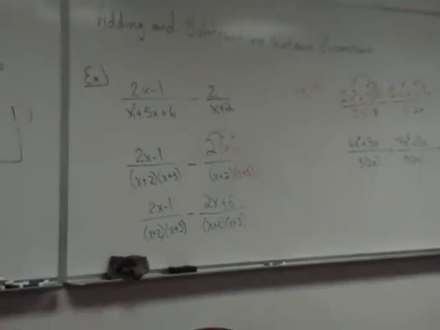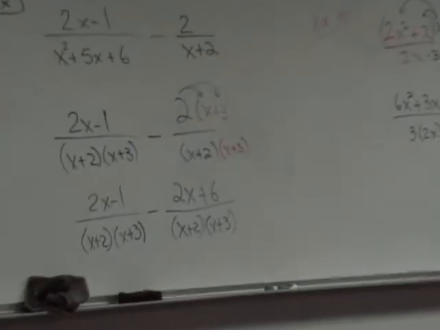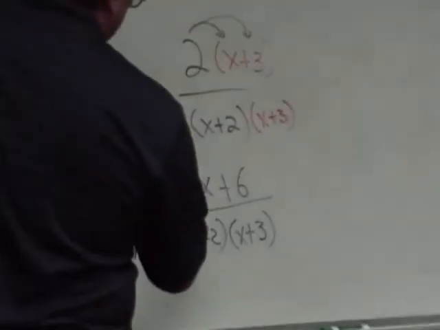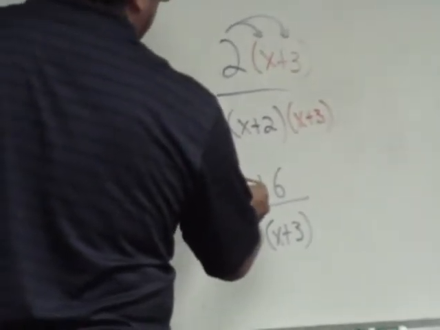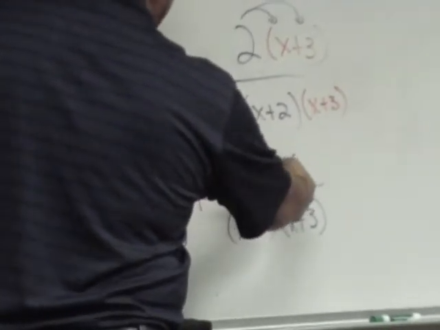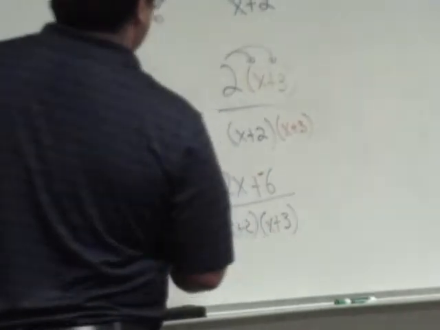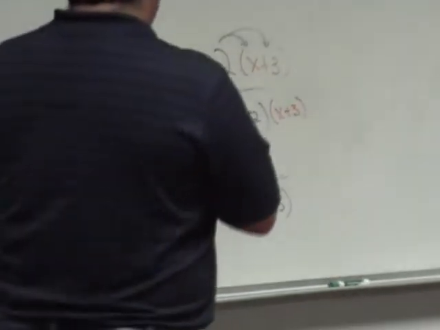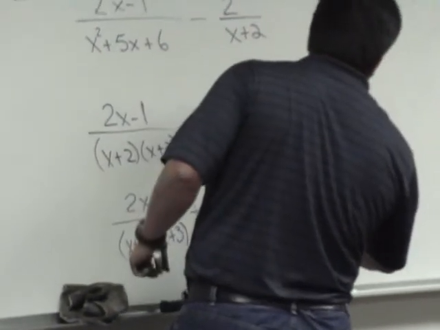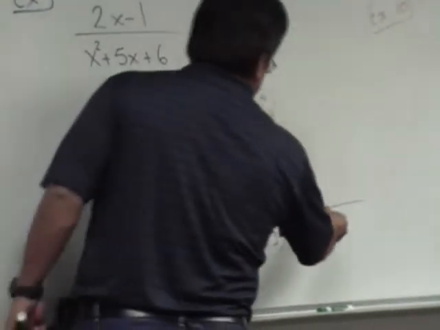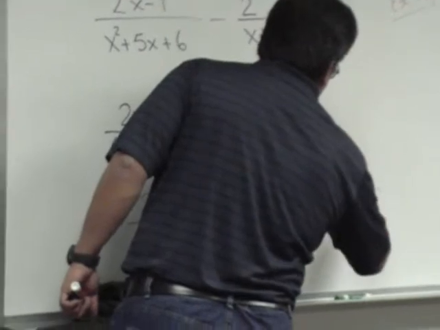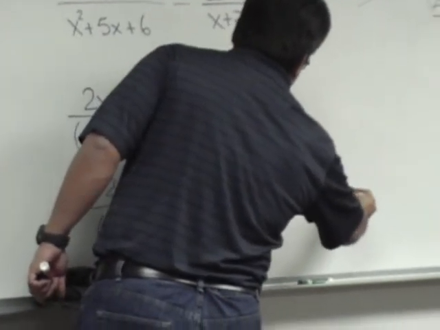What's the next step? Change the sign. This is a subtraction, so I'm going to make it into an addition. And every term in the numerator is going to change signs. This becomes negative 2x, and this one? Negative 6. Jackie, what's the denominator in the fraction? x plus 2 times x plus 3, all right.